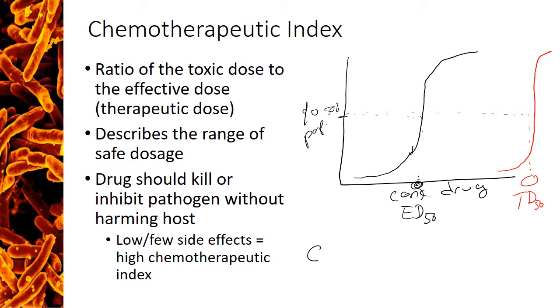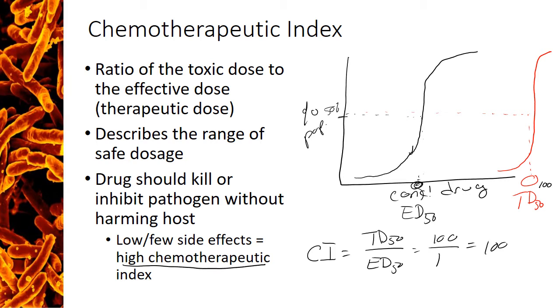What your chemotherapeutic index is the ratio of the toxic dose divided by the effective dose. So for example, if this concentration was 100 and this concentration was 1, our chemotherapeutic index would be 100. The higher the chemotherapeutic index, the lower the side effects. Because what this is saying is you can give any concentration between here and the drug is going to be effective and it's not going to be toxic.